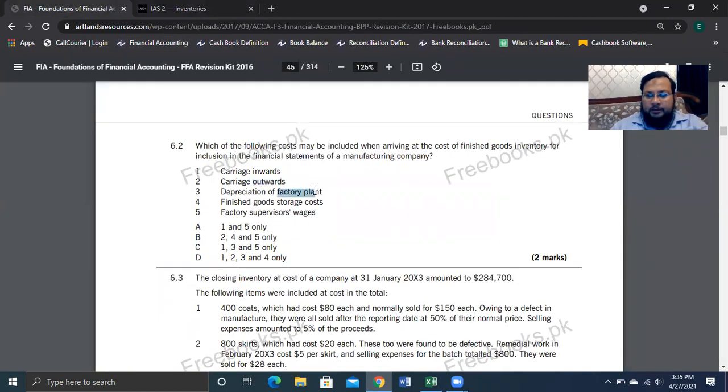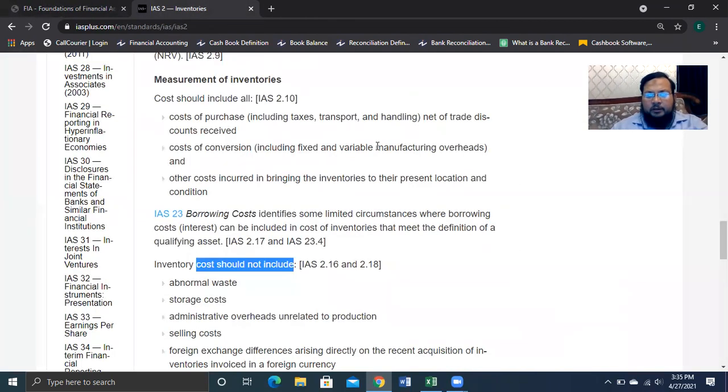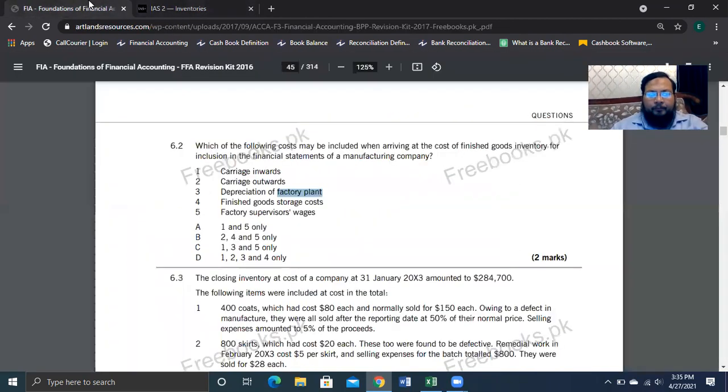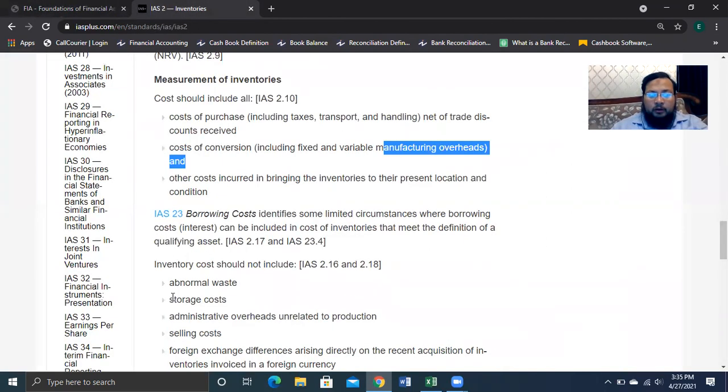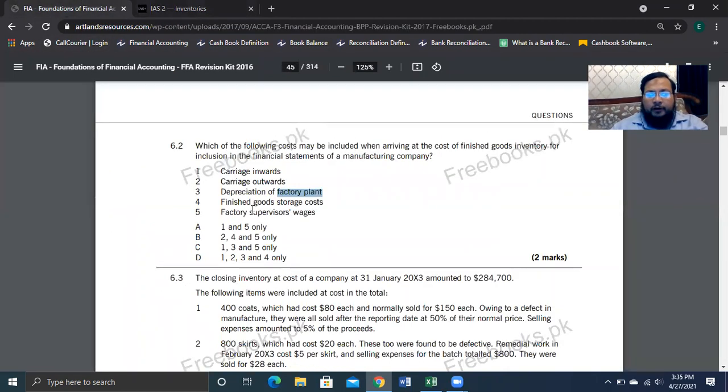Depreciation of factory plant, yes, because it is the manufacturing overheads. So we will add this. Finished goods storage cost, no, it is written in the IAS 2 that storage cost of the finished goods is not included in the cost. And factory supervisor wages, yes, because it's a labor. So 1, 3, 5. So your right answer will be C. That is how you can be asked a simple question and you have to analyze this question in that way.